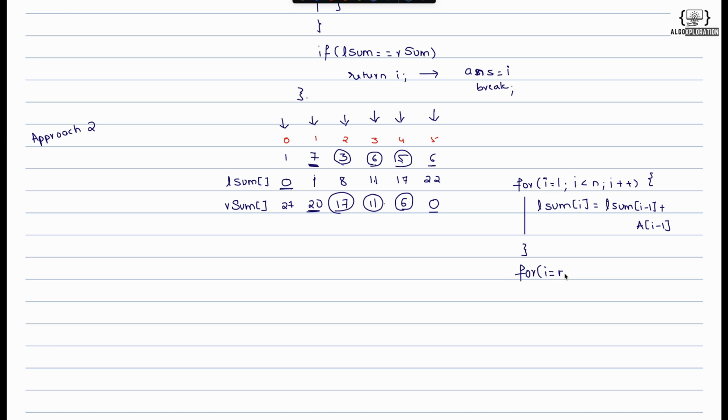So the for loop for right sum will look like this. For i equals to n minus 2, okay? n minus 2, not n minus 1. i will be greater than or equal to 0, i minus minus.